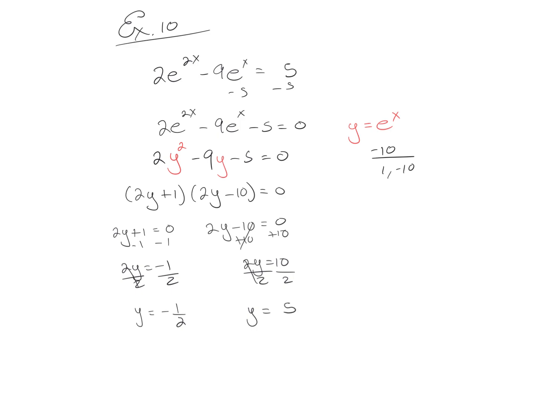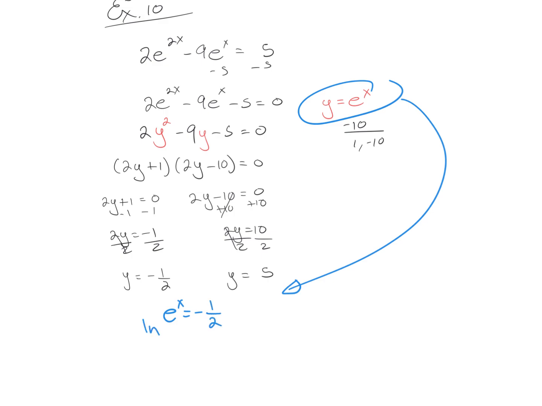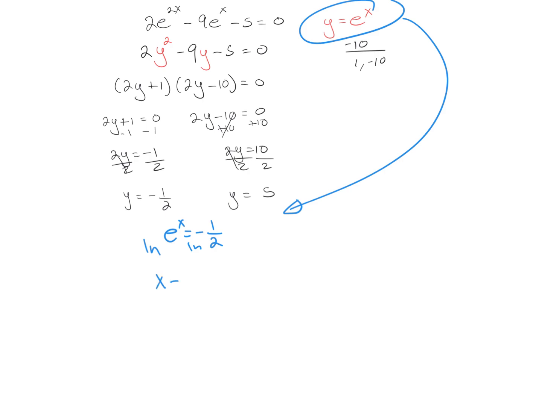Now you do have to check to make sure that this works. So I'm going to grab this equation that I wrote down to make something a little easier to solve, and we're going to check it down here. So if we do e to the x is equal to -1/2, if we do the ln on both sides, you're left with x is equal to ln of -1/2. If you plug that into the calculator, you will get an error message because the ln of a negative number is not possible.